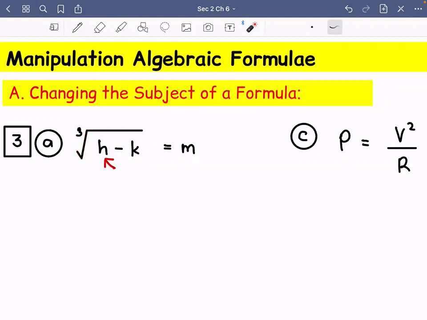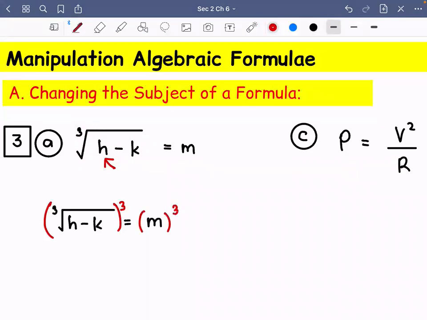And how do we do that? How do we get rid of the root sign? So basically, let me just write it again. Cube root of h minus k equals m. To get rid of that, I just need to raise this side to the third power, cube. And doing so, I should also do the same for the other side. So if this is a cube root, just cube both sides. That's it.